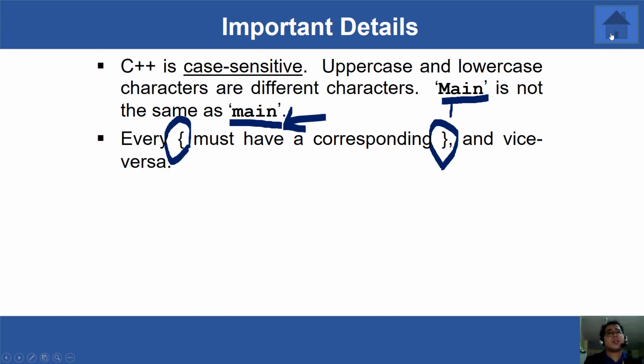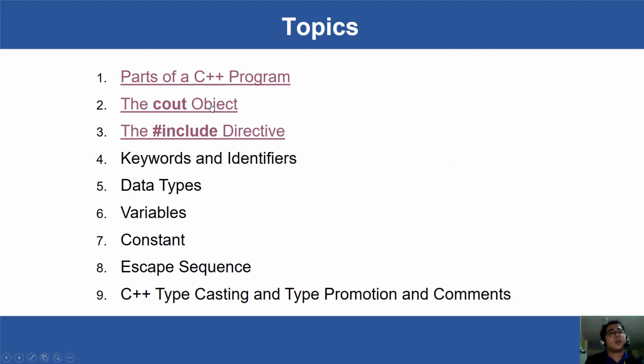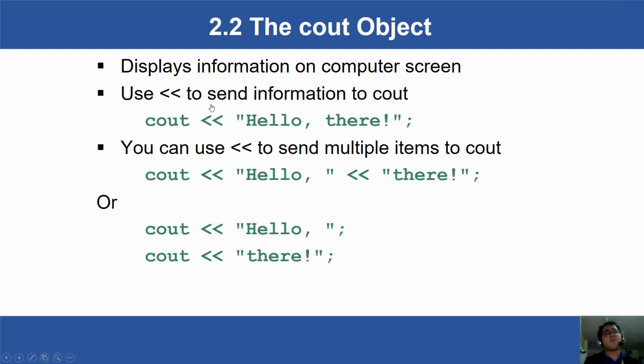Let us now proceed with the cout object. Okay, ang cout, sabi ko nga kanina, ginagamit siya to display information on computer screen. So, kung gusto nyong mag-display ng napakaraming information sa screen, you're going to use the object which is the cout. Okay? So, paano siya ginagamit? We're gonna use angular bracket, yung less than na ganon, para mag-send tayo ng information to cout. So, ang example is eto. Cout, hello there.